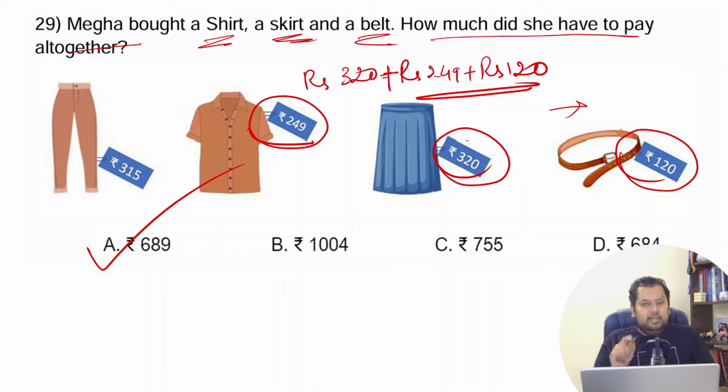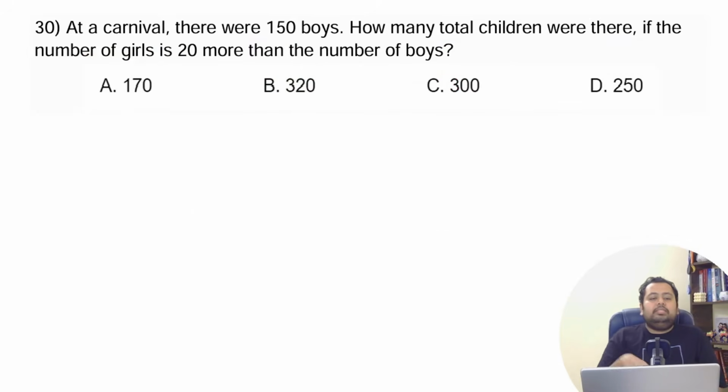I'm not doing the addition over here. You have to do the addition yourself, but if you do the addition, you'll find 689 as the answer. And I will request you to please go and check. I might just be wrong over here. I would request you to check it yourself as well. So do the addition, check the answer, and then confirm it. So now we go to question number 30.